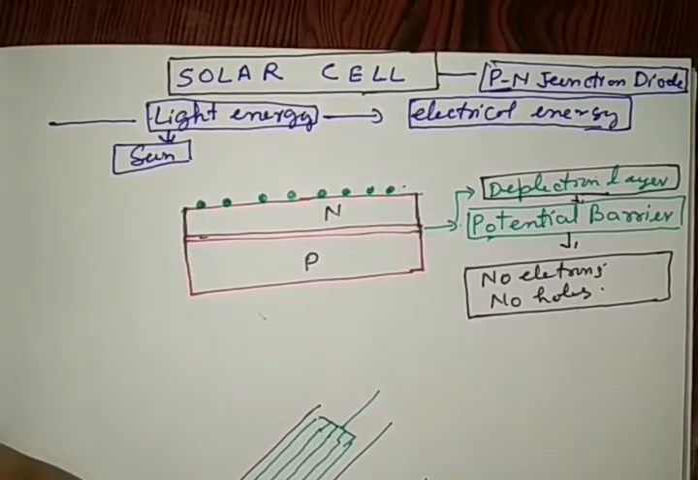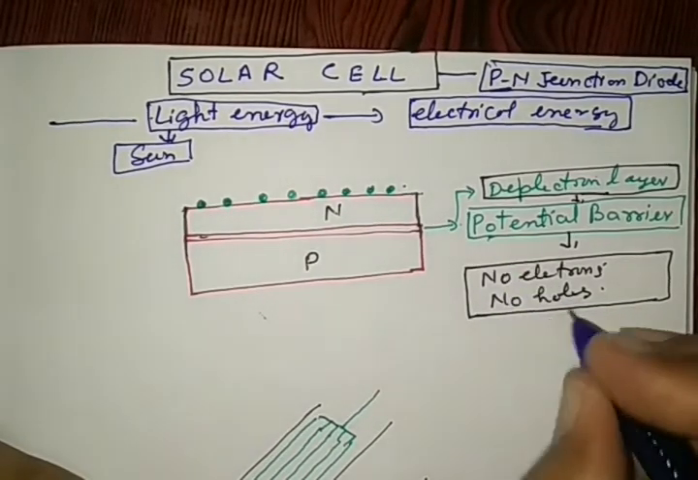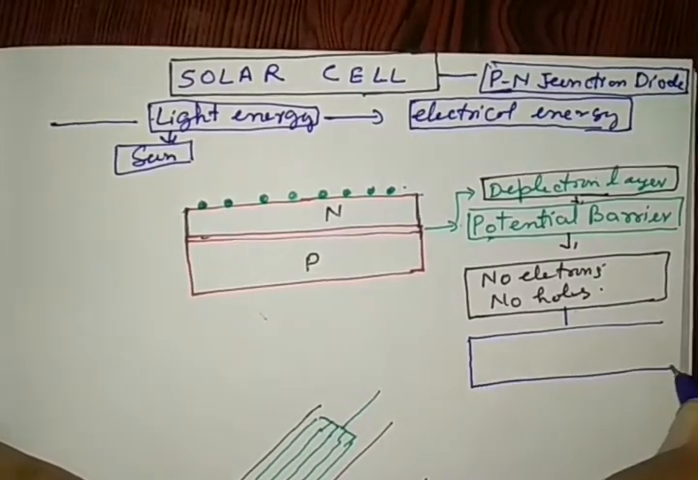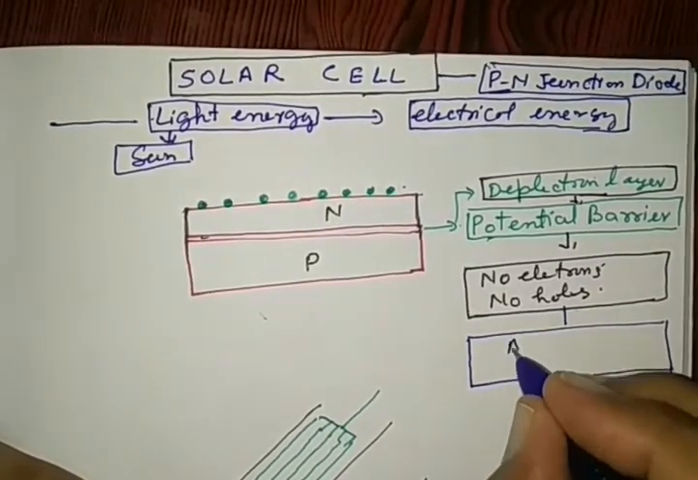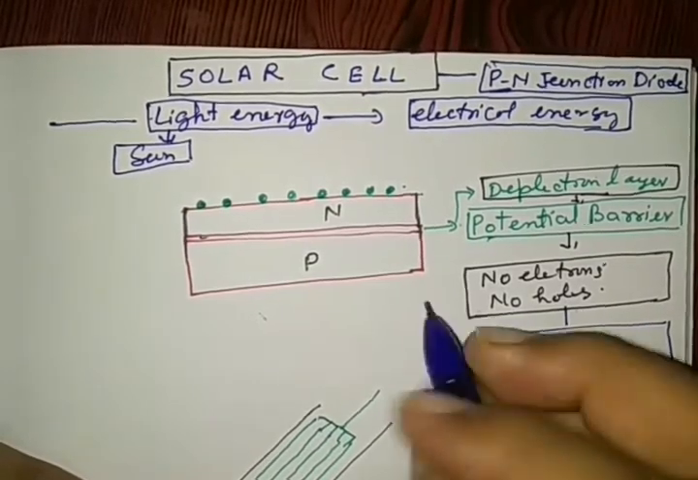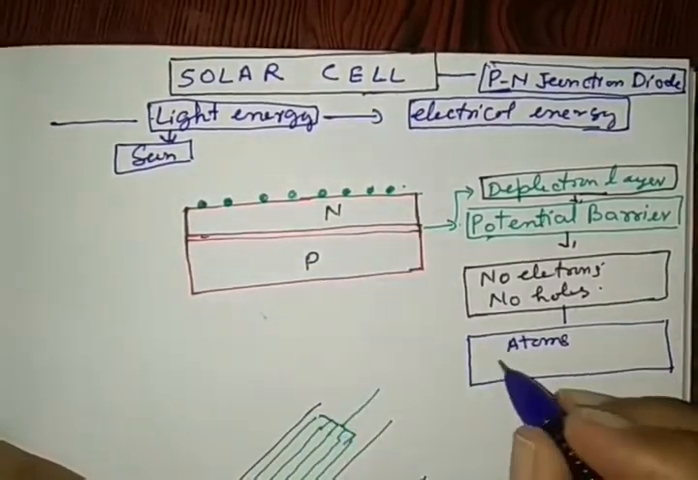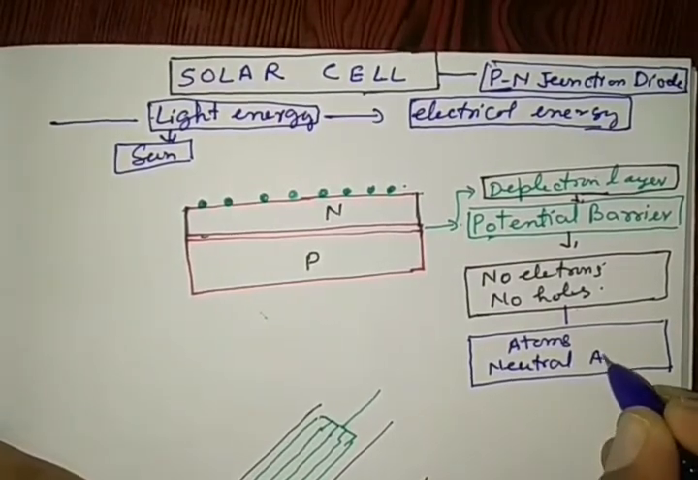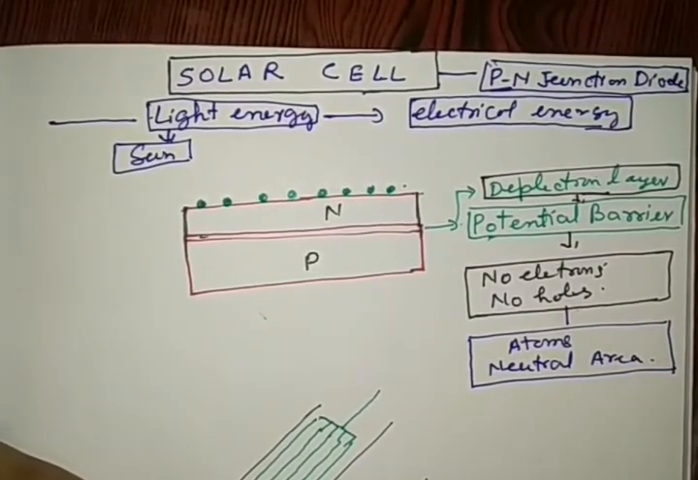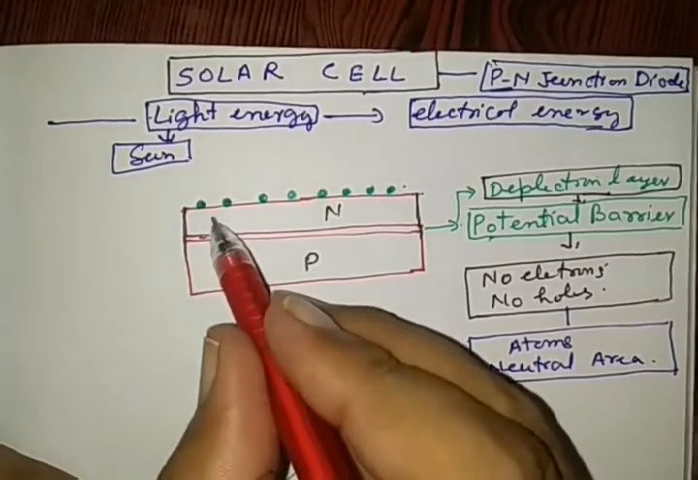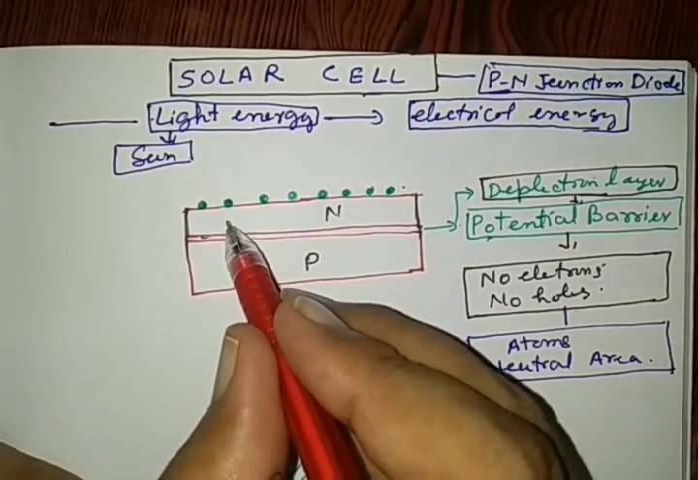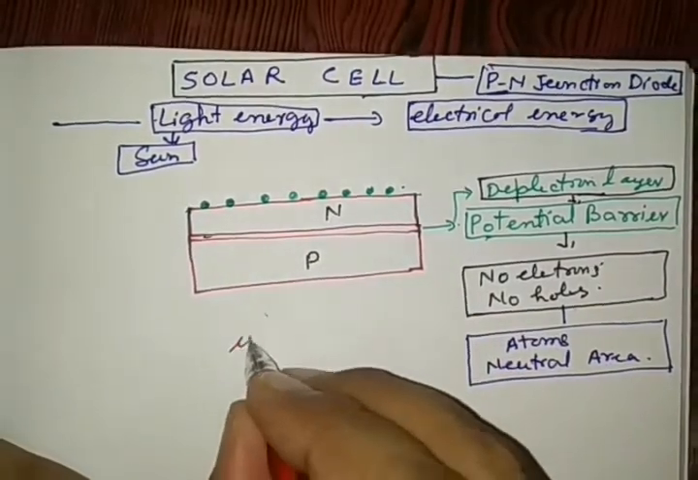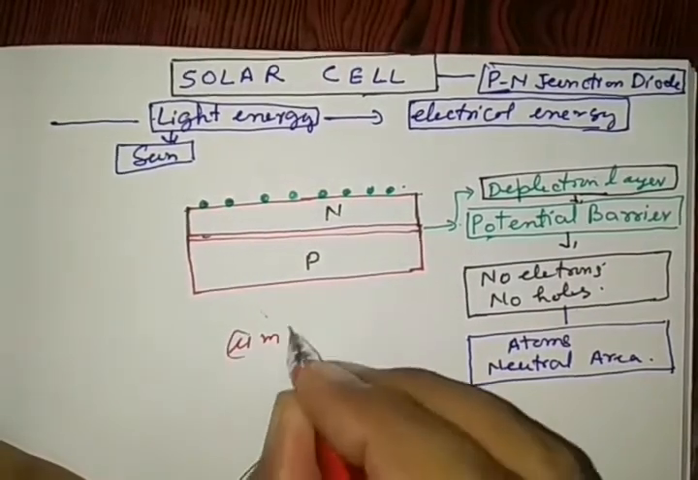If no electrons, no holes are present, what does that mean? What is present in that? Atoms only. Atoms are present only, and electrically it is called a neutral area. See, the size of this P type and N type semiconductor we will keep in terms of micrometers.